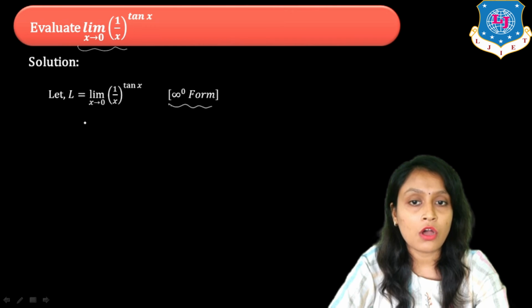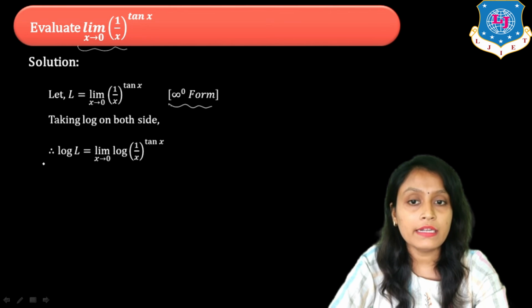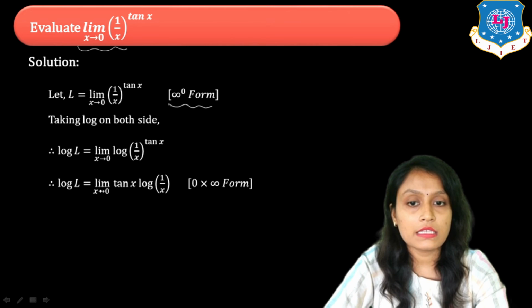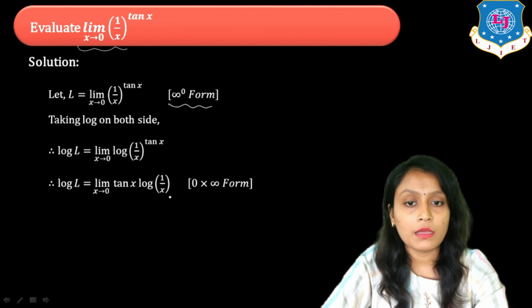So we will apply log on both the sides. So you will get log L is equal to limit x tends to 0 log (1 upon x) raised to 10x. Now apply the log formula. So bring this 10x here. So you will get log L is equal to limit x tends to 0, 10x into log 1 upon x.